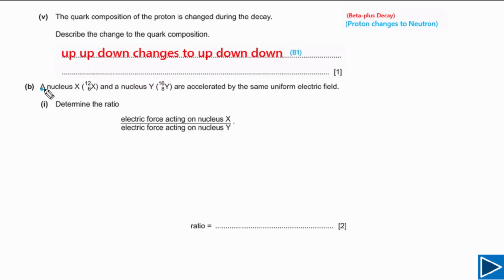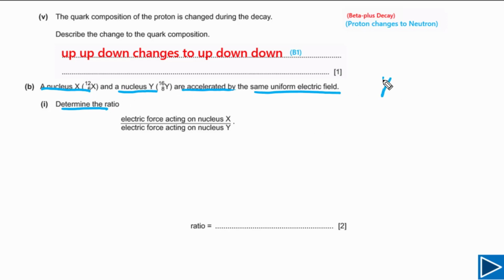For part B, it is given to us a nucleus X, the proton number is 6, or atomic number is 6, and mass number is 12, and the nucleus Y, mass number is 16 and proton number is 8, or we can simply say atomic number is 8, are accelerated by the same uniform electric field. We need to determine the ratio between the electric force acting on nucleus X and electric force acting on nucleus Y. First of all, let's try to understand what this is telling us.